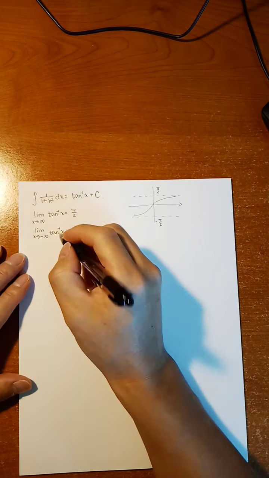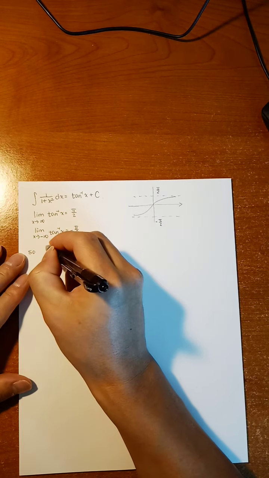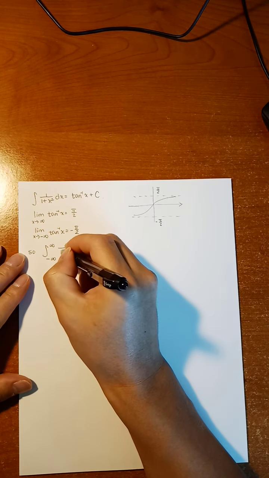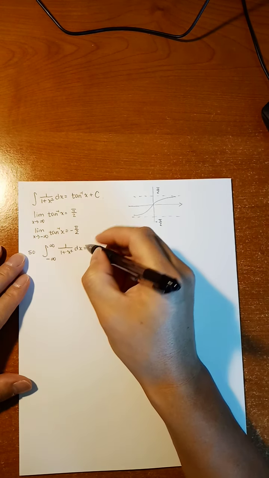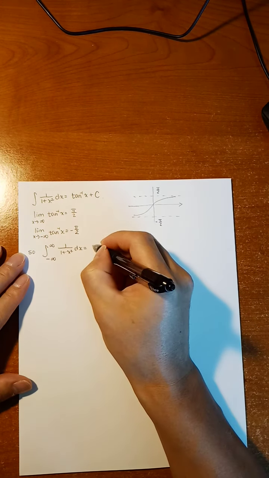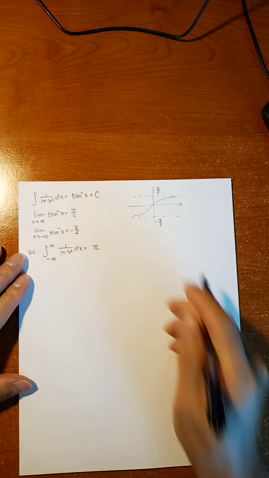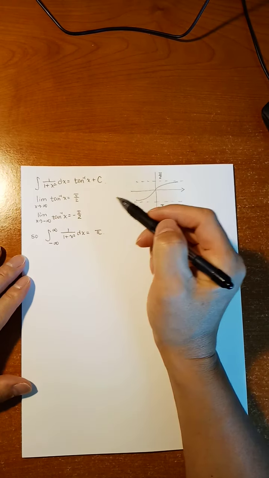So by all this information, we can see that the integral of 1 over 1 plus x squared dx from negative infinity to positive infinity is pi over 2 minus negative pi over 2, which is equal to pi. All right, so this is what we get from the antiderivative.